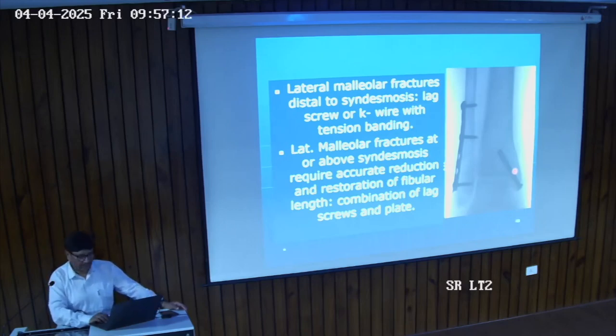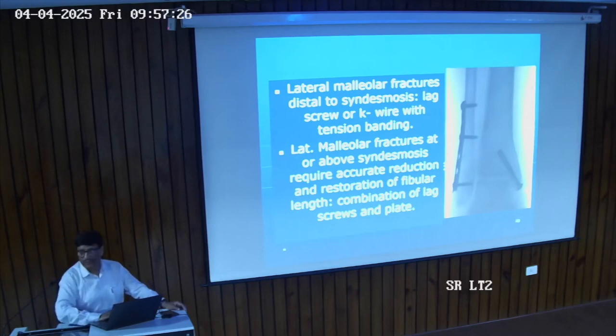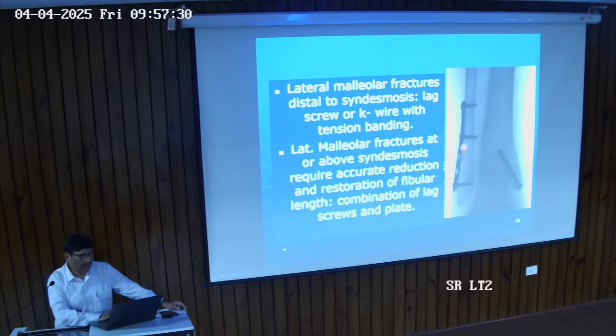We use a cannulated cancellous screw for fixation. Another common method of fixation is a tension band wiring, where we use two K wires and an SS wire to put tension across the fracture site. For fibular fractures, we may use a lag screw, or if it is a long spiral fracture, we may use a neutralization plate with screws.